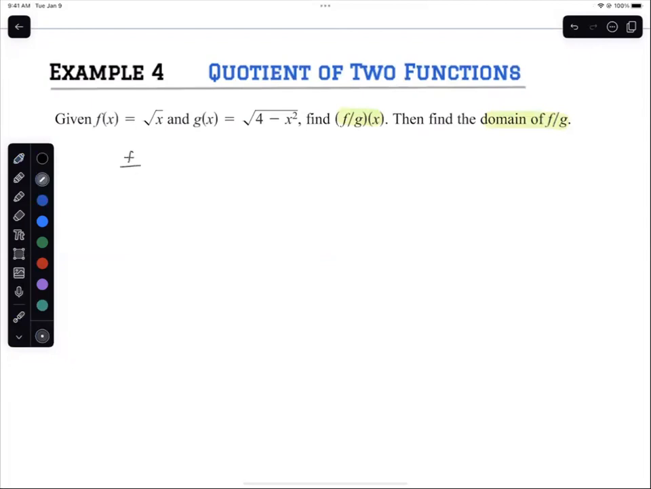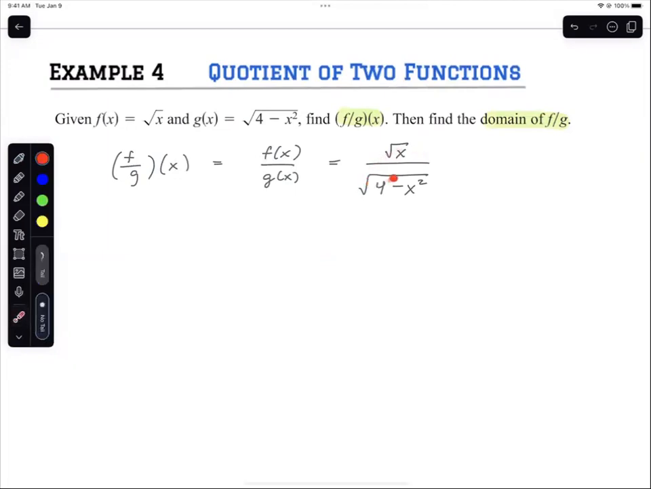So f over g of x just means f of x divided by g of x. So f of x goes on top, so square root of x over the square root of 4 minus x squared. Now, if we really wanted to, we could clean this up and simplify it even more, but since that's not really what they want us to do, the main concern is to find the domain. So for this one, we have to pay attention to both functions. So the domain, let me put a box around this. This is the answer for the function.